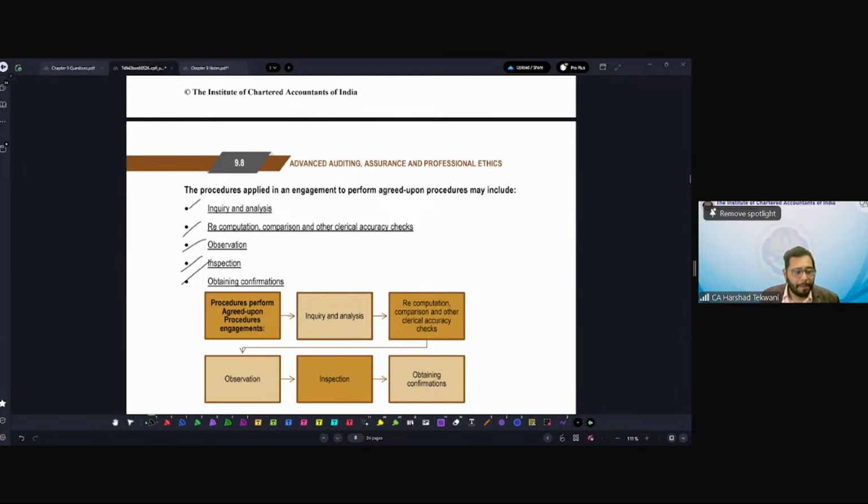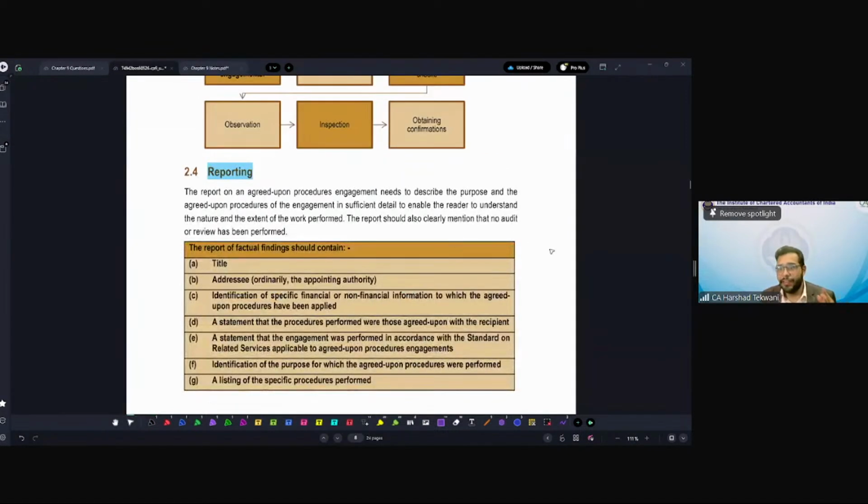Now the very important part comes in reporting. Very important part, because now we have to understand how to report when it comes to the agreed upon procedures engagement. So reporting, very important part. SRS 4400 specifies what are the minimum items that should be there in your report.